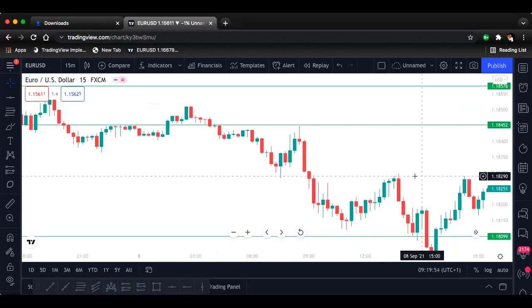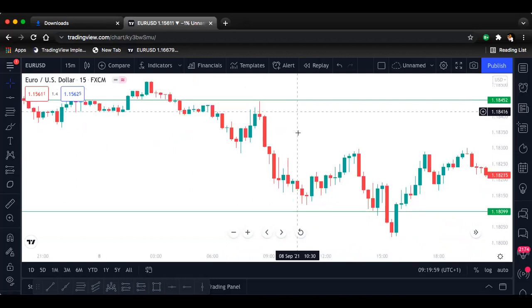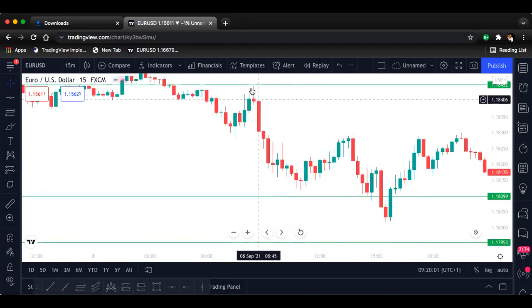I would sure have taken a trade here. This is the shooting star. Like this one is very, very short. I would have taken a trade here at the closing of this candle, and it went all the way down.